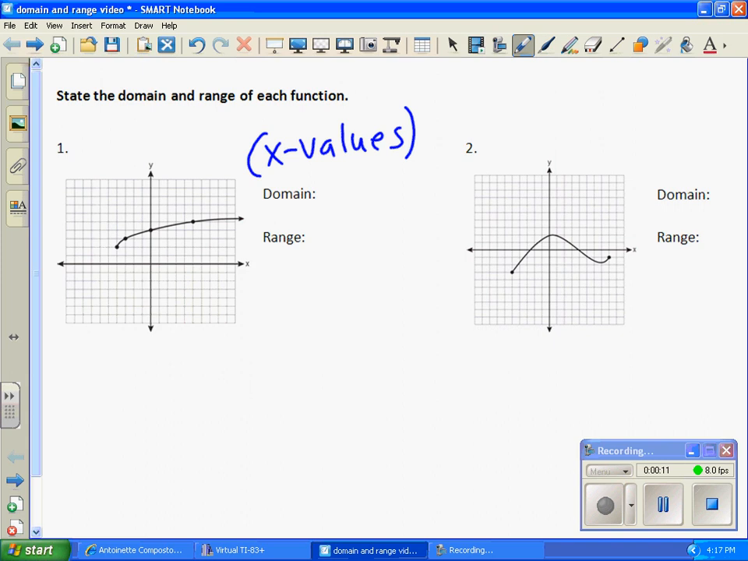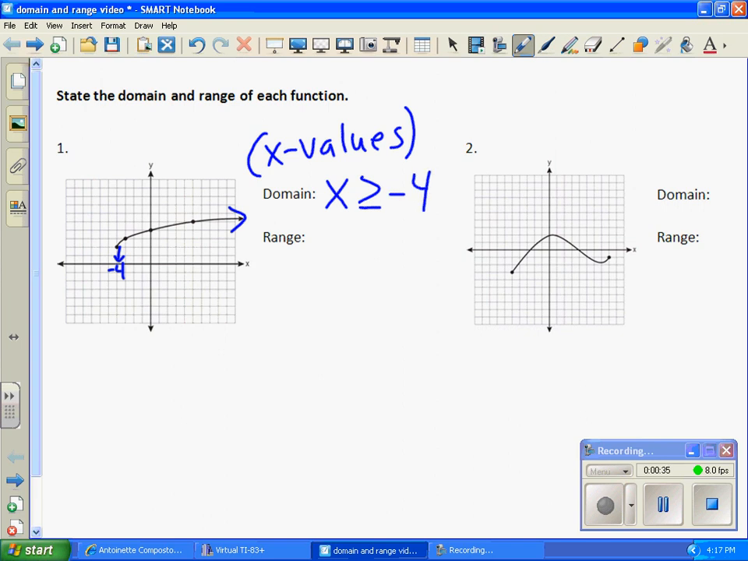When finding domain from a graph, you're going to look from left to right. So we want to find our leftmost point. Your leftmost point here is -4. Your rightmost point is an arrow, which means it keeps going. So our domain is all values greater than or equal to -4.